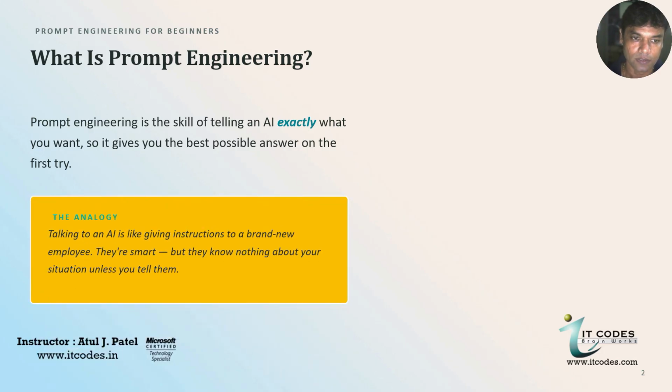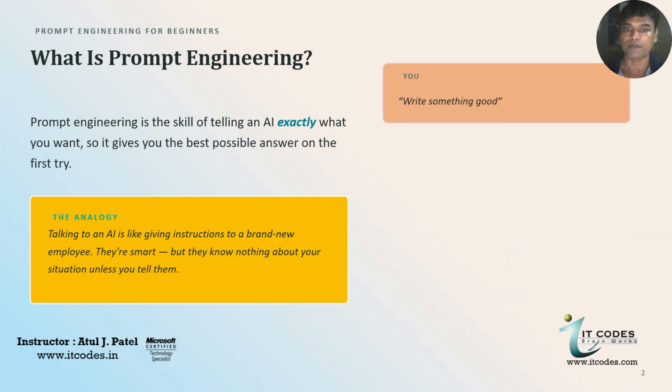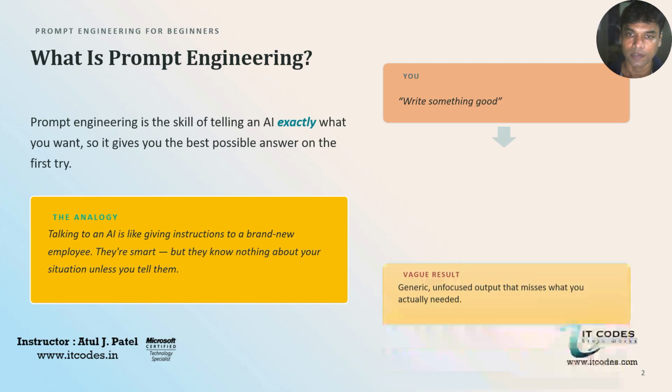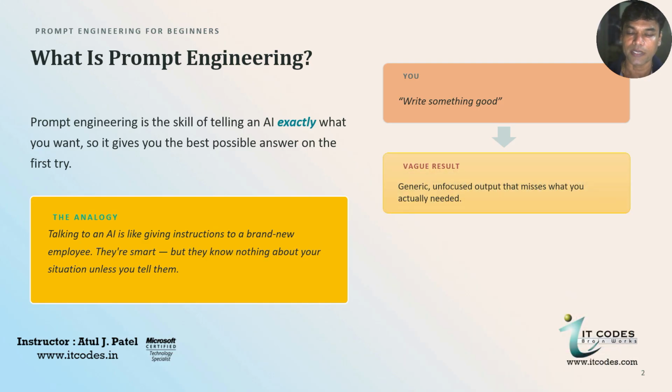In short, we can say talking to AI is like giving instructions to a brand new employee. They are smart, but they know nothing about your situation unless you tell them. So, unless you tell AI what exactly your situation is and what you exactly need, it cannot give you a perfect output. For example, if you type a prompt as "write something good", this is a vague prompt. It does not make the AI understand what exact output you need. So it is a generic, unfocused output that misses what you actually need.